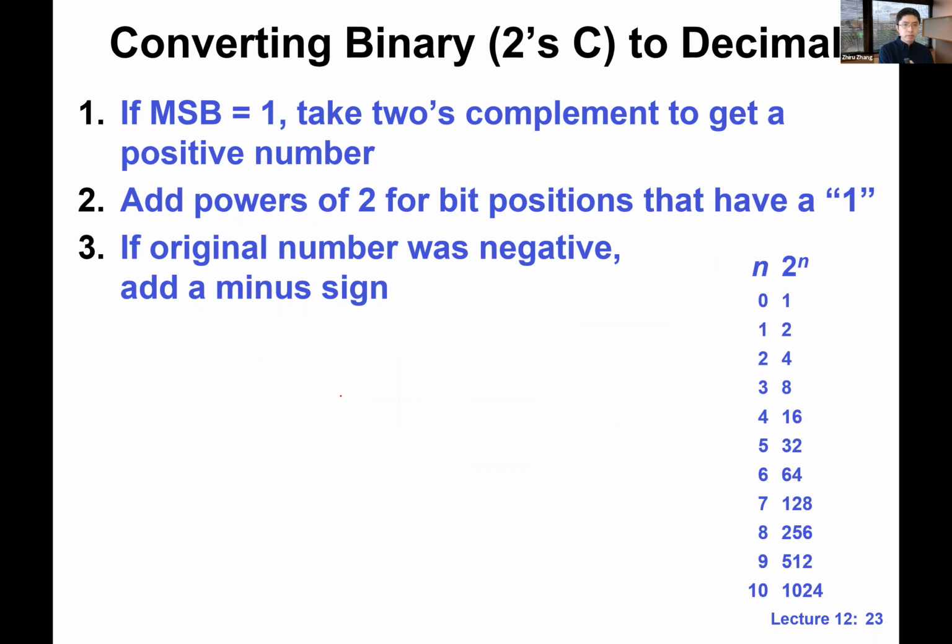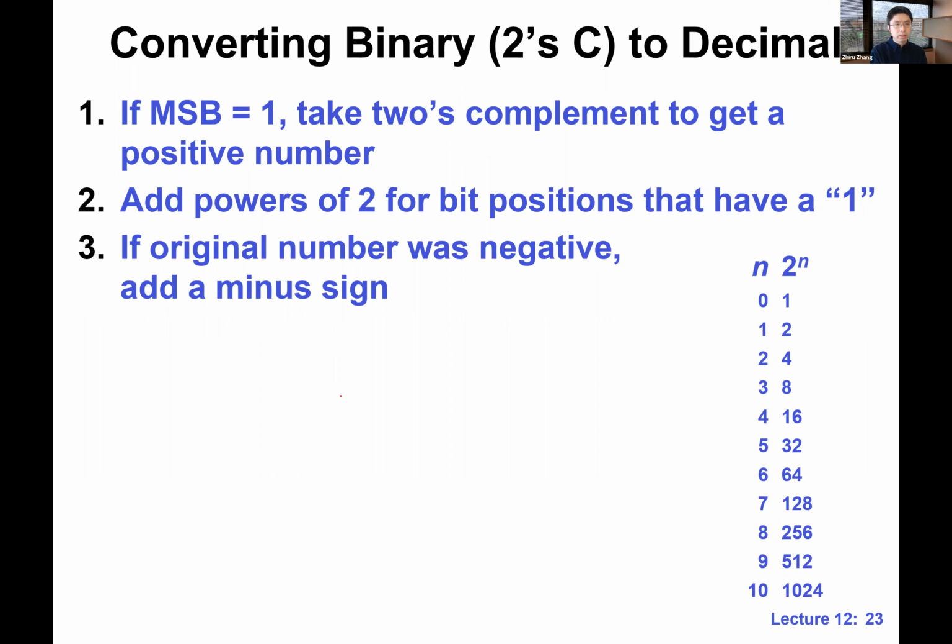Okay. If not, let's also look at how we do the conversion from binary to decimal. This is very straightforward. One way to do this is the positional system, the positional weight system. We just add up the weights, and that's it.